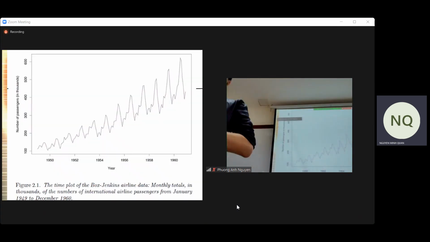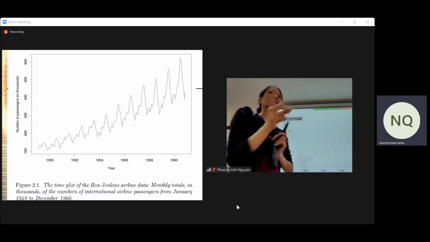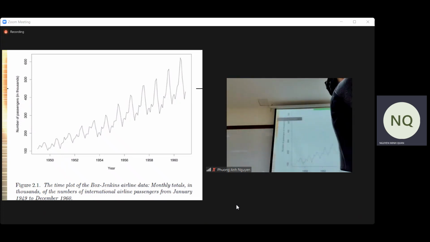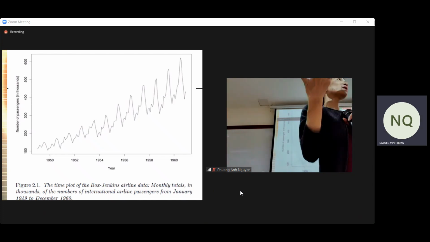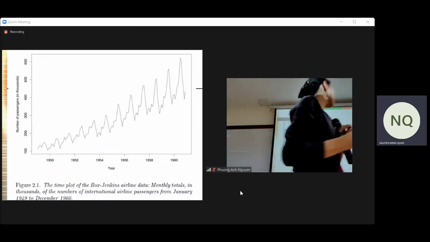Number of passengers of a specific airline company. You can think of Vietnam Airlines, Vietjet and so on. In a year, in which month do you expect more people to travel? In the summer, in the winter, or any specific time or month? Why not summer, right? And then you can check actually.